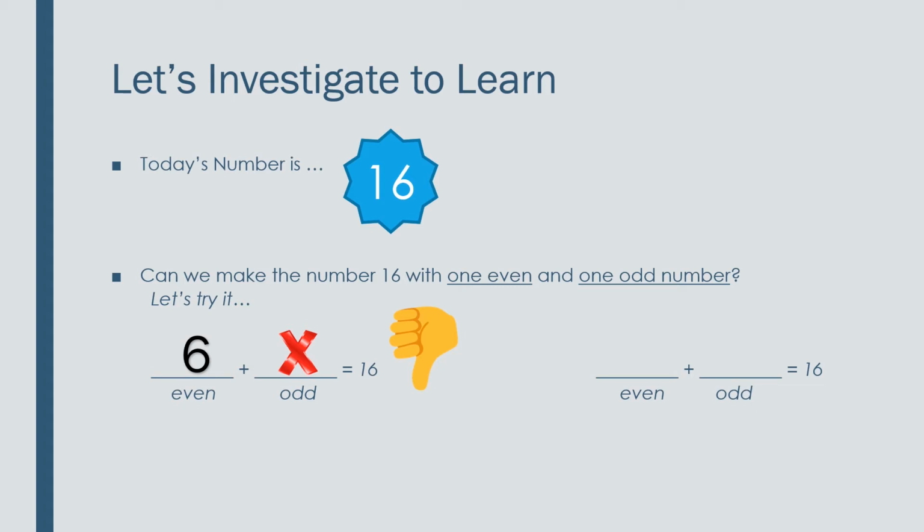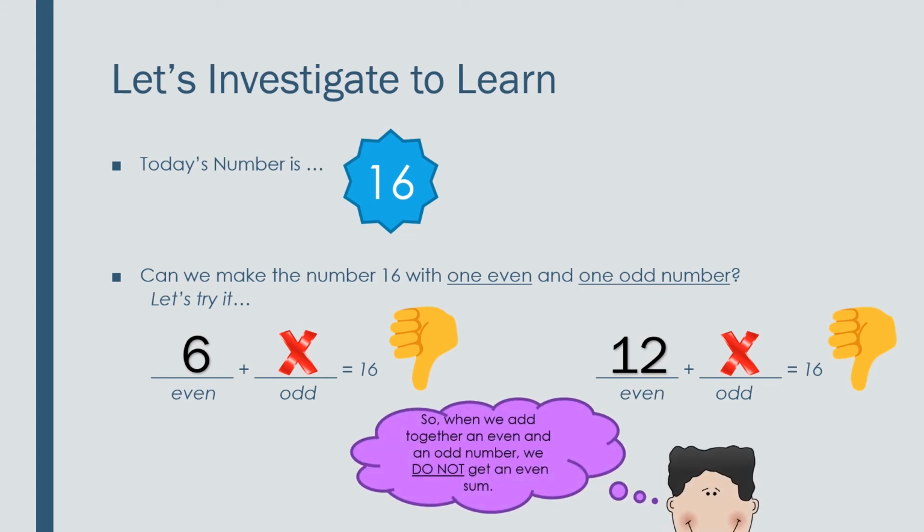Let's try one more just to make sure. If we start with 12, what number would we need to add to equal 16? Right again, we would need to add 4, which is not an odd number. So we cannot add an even number and an odd number to get the sum of 16. So when we add together an even and an odd number, we do not get an even sum.